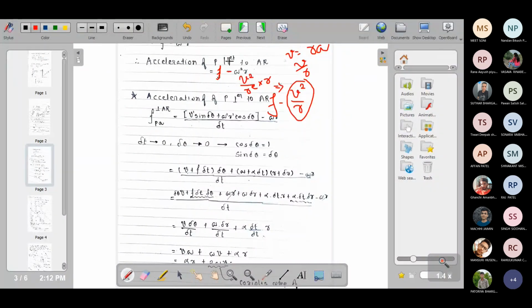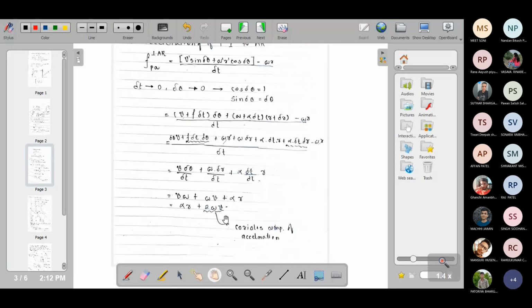So the parallel component, when we are considering the slider, is F minus omega square R. That is the parallel component. In the same way, you will have the tangential component, and its magnitude is alpha into R plus 2 omega R. Now what is alpha R here? What is alpha R here? This component.